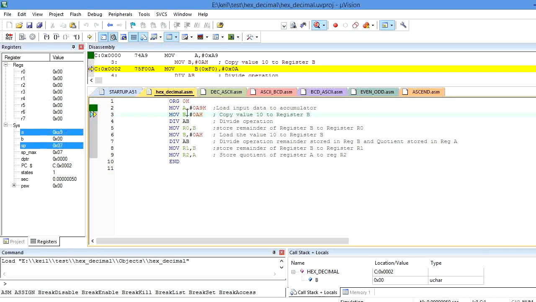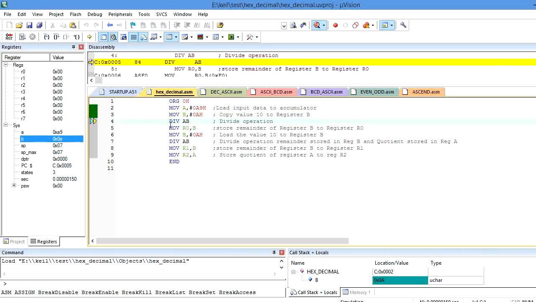And next I am going to divide this hexa value by 10. The hexa value of 10 is A. That A I am going to store into the register B. Before execution B is 0. After execution it becomes 0A.